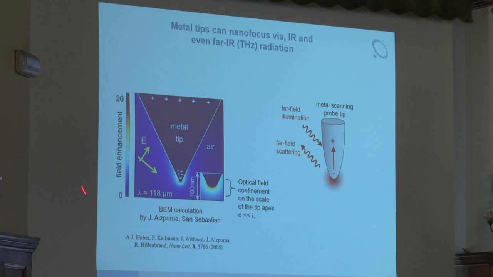It doesn't matter whether you use visible light or gigahertz, you will get focusing of the incident radiation on the scale of the tip radius. In principle, you can go down to one atom, and through an atomic lightning rod effect, you could focus light down to atomic scale dimensions. This is done not with the s-SNOM, but with STM-based techniques and fluorescence, PL, and so on. This is not the topic here. Okay, so that's the simulation. This shows that it works. We get here 20 times field enhancement.